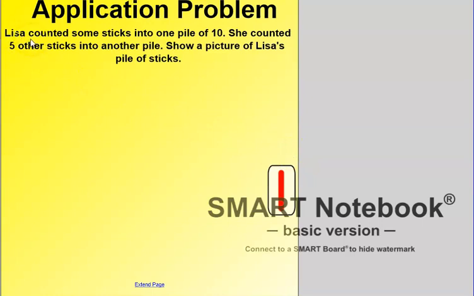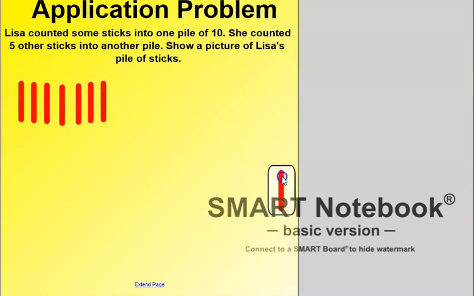Our first problem, it says Lisa counted some sticks into a pile of 10. So I have these sticks over here, and I'm going to put them into a pile of 10. 1, 2, 3. Can you help me count? 4, 5, 6, 7, 8, 9, 10. Okay? She counted 5 other sticks into another pile.